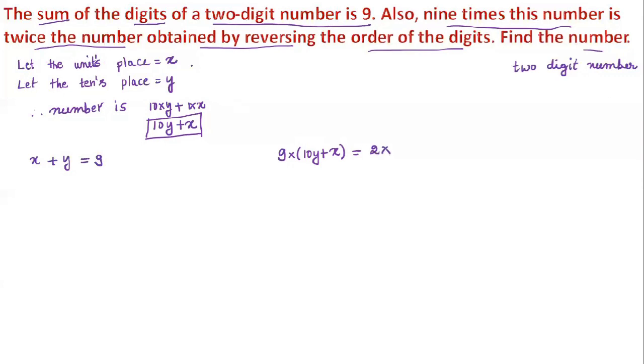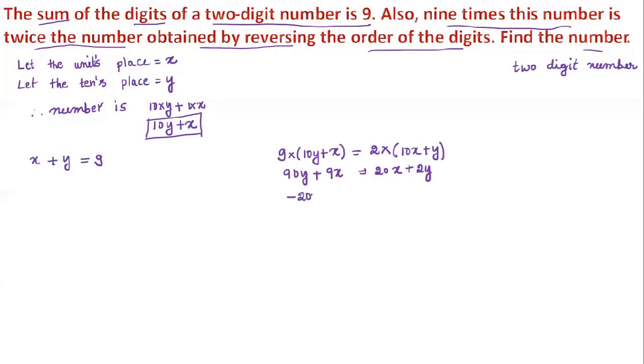So 9 times the number, that is 10y plus x, is equal to twice, that is 2 into number obtained by reversing the order of digits. Right? Interchange x and y. So now number becomes 10x plus y. Look at this carefully. Reversing the order of digits means you have to interchange x and y. So 90y plus 9x is equal to 20x plus 2y.